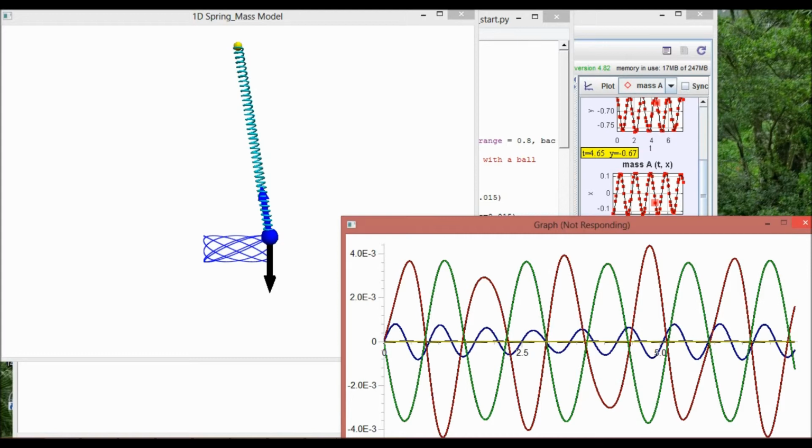This graph on the right, what you see is a graph of the energies. The blue line represents the kinetic energy, the green line represents the potential energy of gravity, the red line represents the potential energy of the spring, and the yellow line just represents the green line and the red line added up, which is 0.